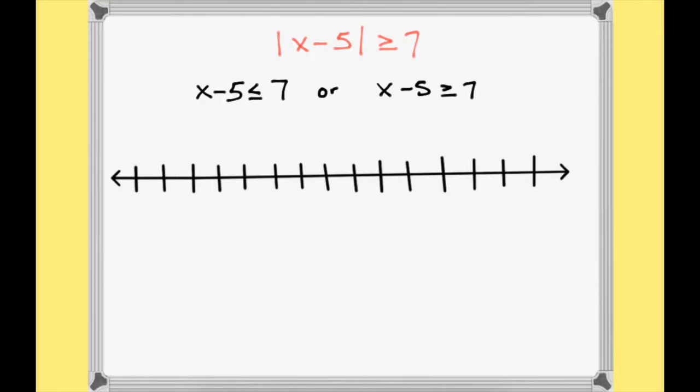Now the reason is we're looking for points that are more than 7 units away from 5. 5 is our center in this case instead of 0. And so if we started at 5, we'd be going 7 units to the right and 7 units to the left.